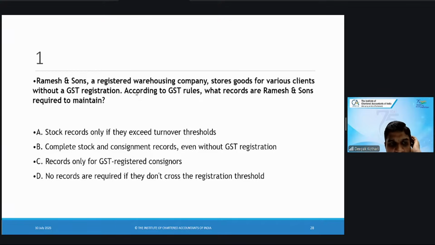Correct. So you have answered this very nicely. Complete stock and consignment records even without GST registration. Correct. Even without registration, complete stock and consignment records have to be maintained.